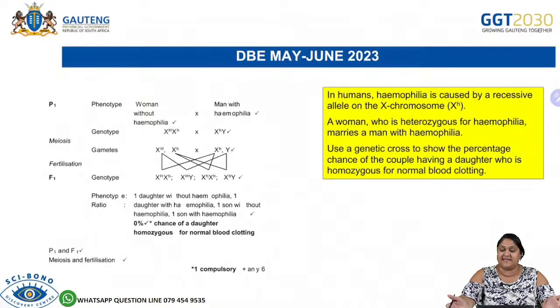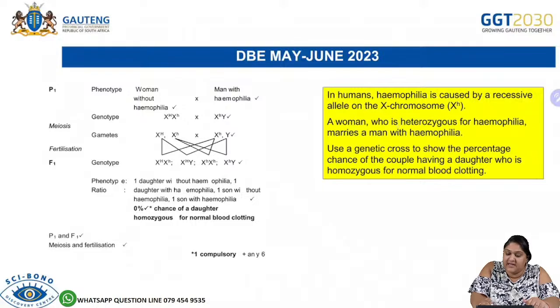Basically, they're telling us that hemophilia is caused by a recessive allele on the X chromosome. A woman is heterozygous for hemophilia and marries a man with hemophilia. So it's exactly the example that we did earlier. That's why I'm saying we're going to go through it very quickly now. So please make sure that with the phenotype, can you see there, it says woman without hemophilia. Where do you get it from? You get it from here.